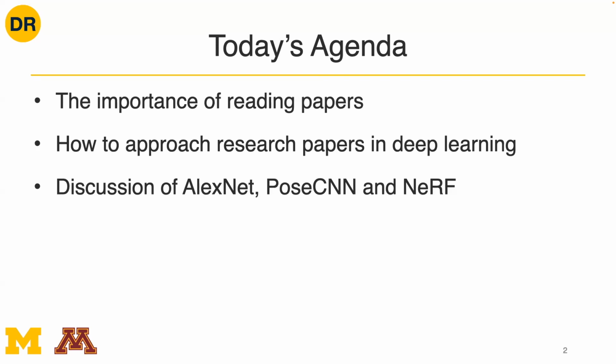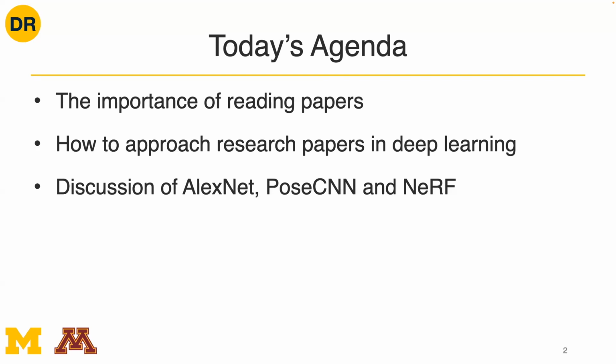So, how to approach research papers in deep learning. There are 3 that I picked out on the website, all very prominent papers from their respective areas. AlexNet was one of the papers from about 10 years ago, in 2012, that really kicked off the deep learning revolution over the past decade. AlexNet was one of the winners of the ImageNet challenge, and one of the first winners that used deep learning.